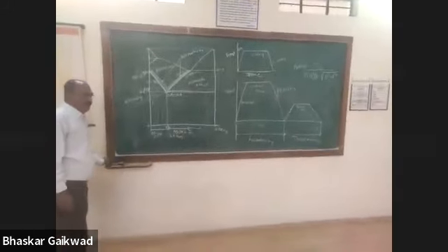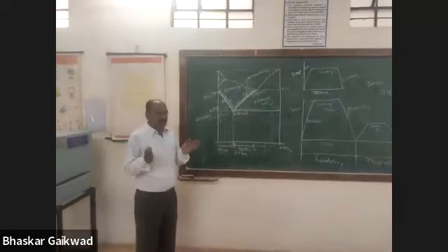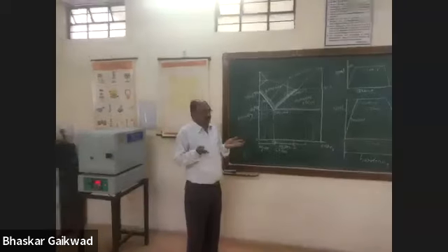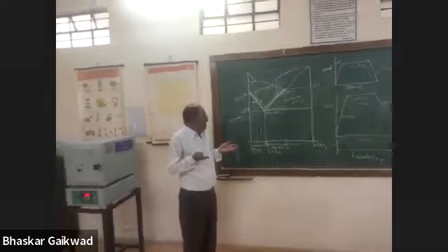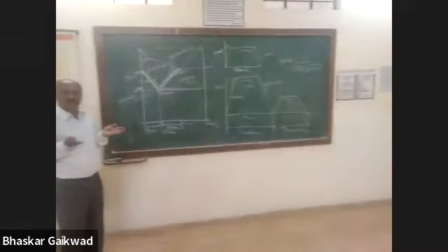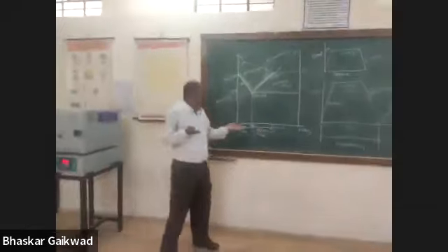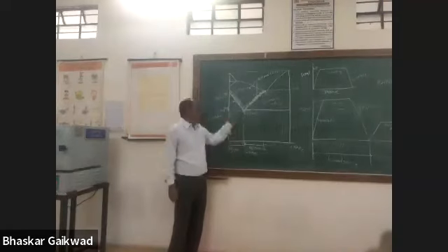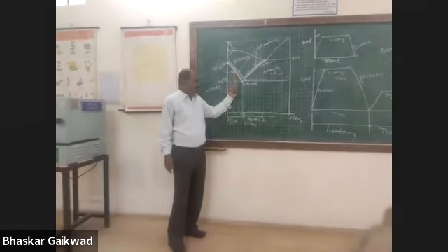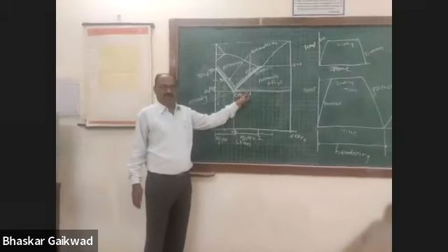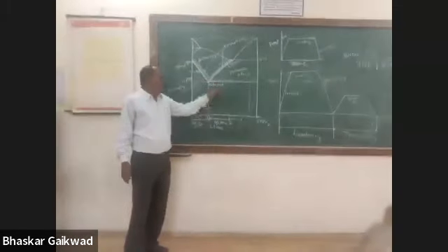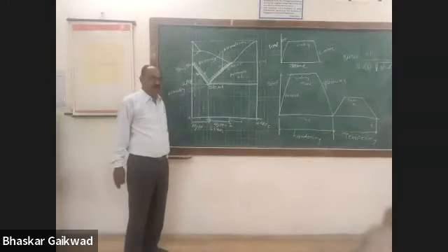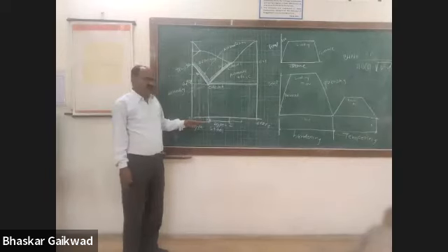Annealing process. Any component you can heat above the A3 line for hypoeutectoid steel, and for hyper you can go above the A1. See this diagram. For hypo I will cross A3, but for hyper I will cross A1. So above this line you can go 50 degrees. Okay, so once again I will repeat.